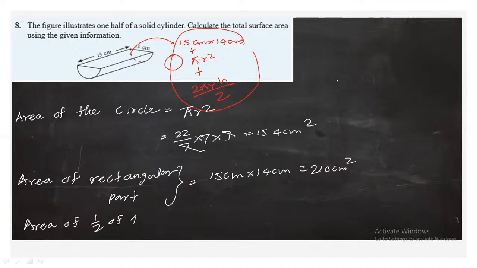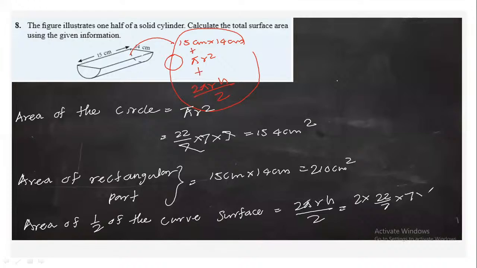Half of the curved surface: 2πrh divided by 2. It means 2 into 22 over 7 into radius 7 into height 15, divided by 2. I will write it like this, and later we'll write the reciprocal of this. I will take it up because I don't have space.